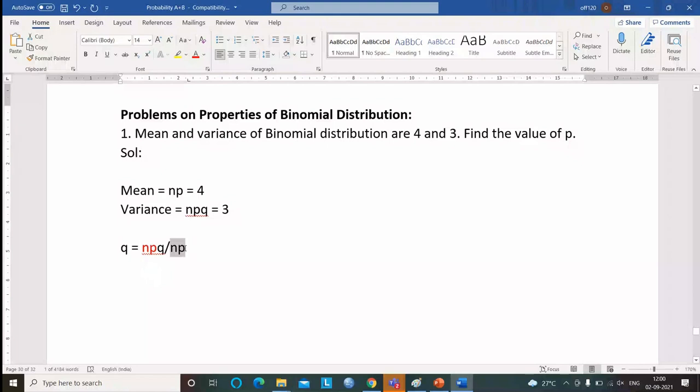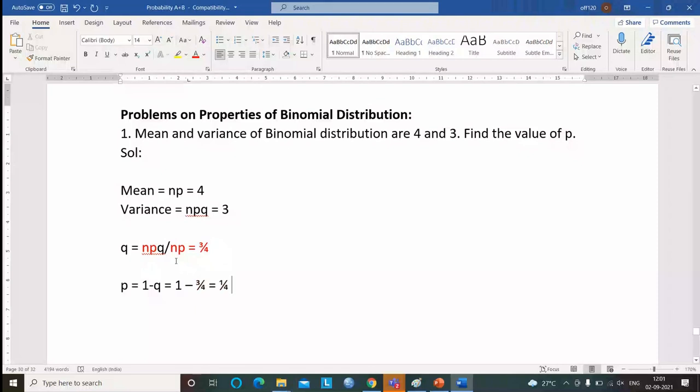So that is equal to variance, 3, divided by 4, that is the mean. So that is equal to 3 by 4. Immediately, the value of P is equal to 1 minus Q, that is 1 minus 3 by 4. The answer would be 1 by 4. So we got to know the value of P.